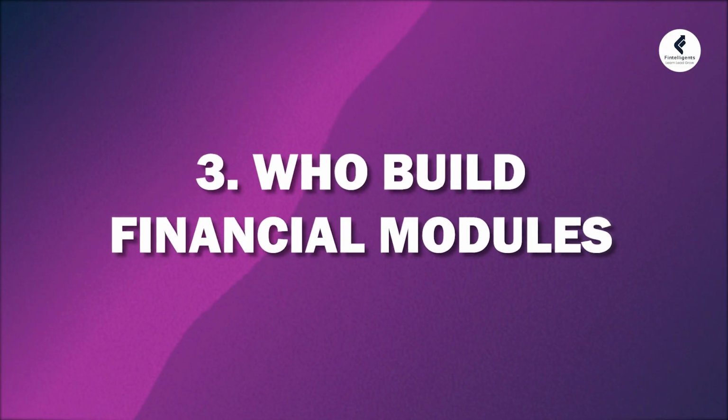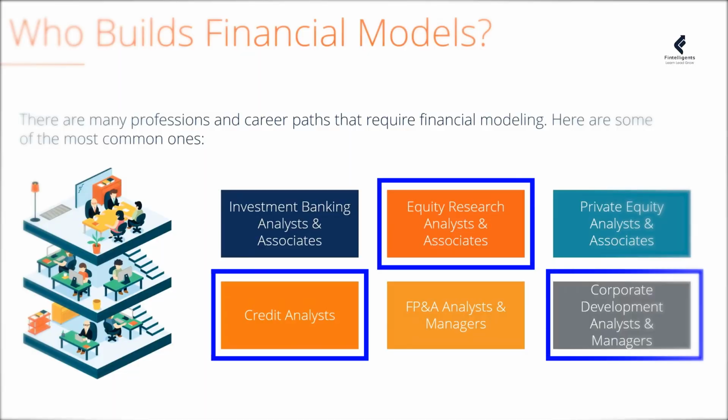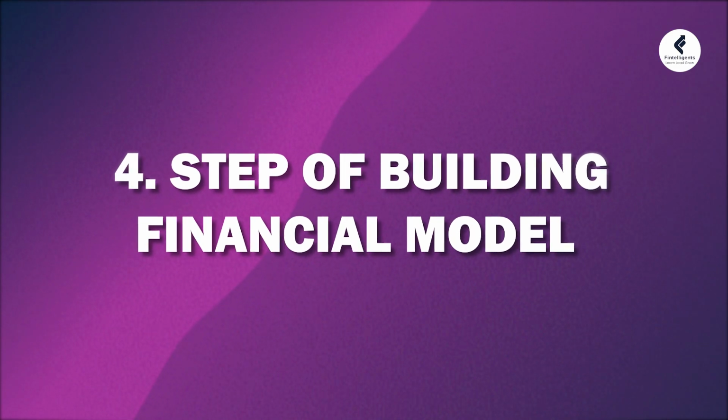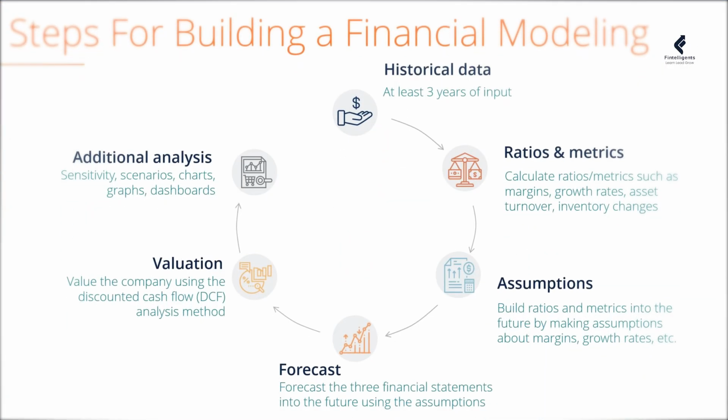Who builds the financial models in a company? Generally, it's the associate or the analyst. A lot of companies have equity research analysts, credit analysts, corporate development officers. They also create financial models in their day-to-day activity. What are the major steps to create a financial model? A financial model crafts the forecast by analyzing the historical data, employing a lot of ratios and metrics, considering assumptions, and integrating additional analysis to come out with the valuation and the future projections. So these are the steps that they take to complete the overall financial modeling.